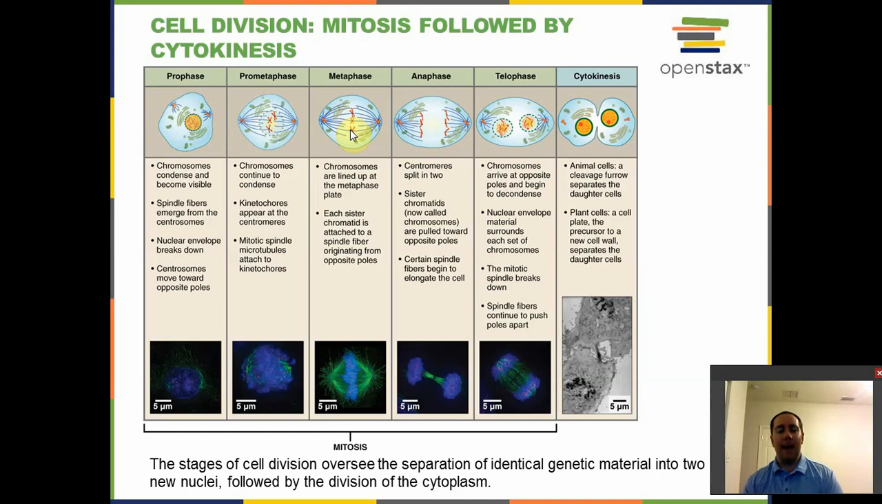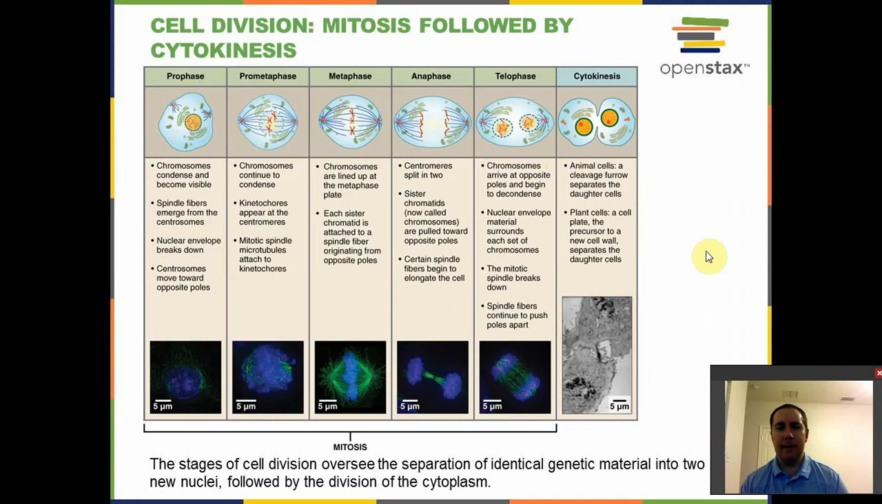Then we get to telophase. Telophase is the final official phase of mitosis. In telophase, we start to reform nuclei. But in this, now we have two of them, because we're going to divide into two cells, and the spindles start to fall apart. The final stage here, which is technically not part of mitosis, is called cytokinesis.